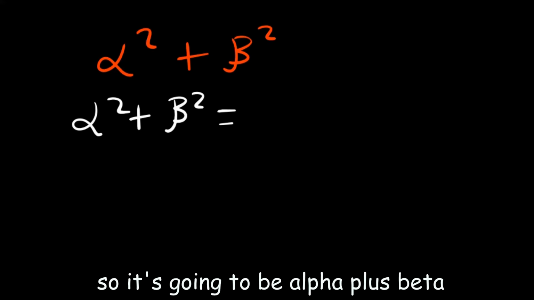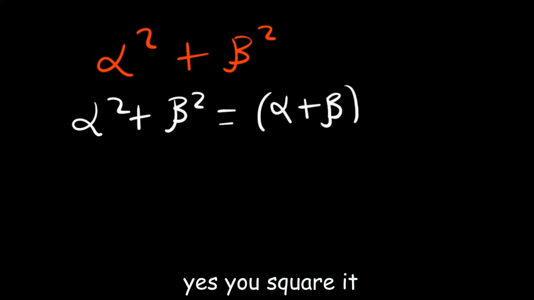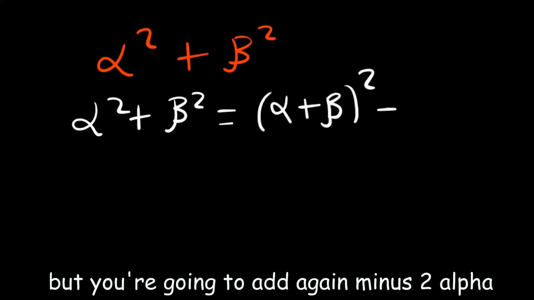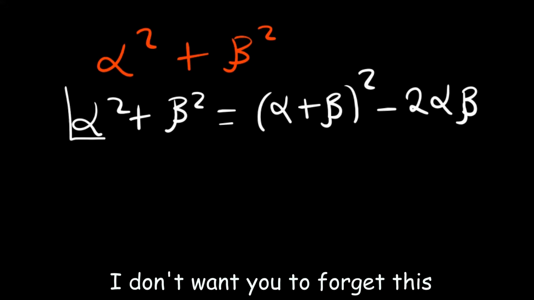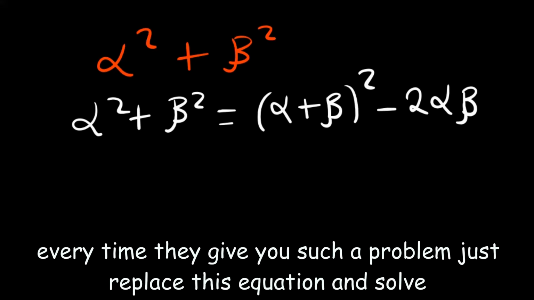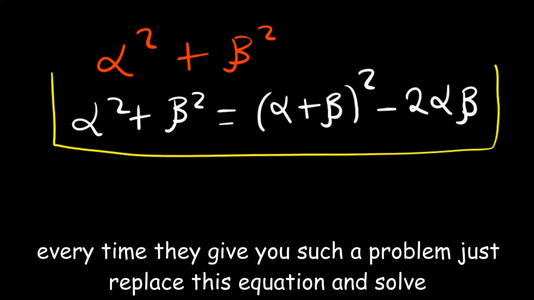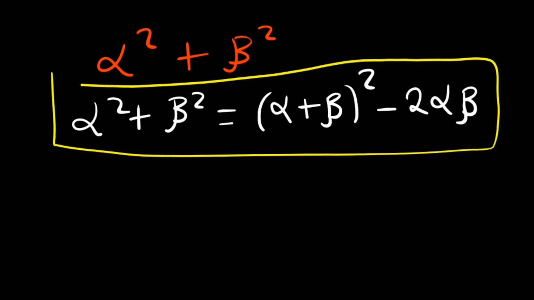So it's going to be alpha plus beta. Yes, you square it, but you're going to add again -2 alpha beta. I don't want you to forget this. Okay, every time they give you such a problem, just replace this equation and solve. Why? Because alpha plus beta, you find it using the formulas that we just came up with. Then alpha multiplied by beta, you can also do the same. Then you just multiply that by 2. Then you're done.